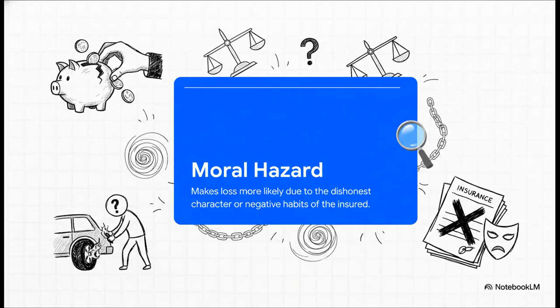But here's where it gets interesting. Not all hazards are things you can touch. Next up, we have moral hazard. This one is all about a person's character, specifically their dishonesty. We're talking about conscious, intentional, bad behavior. Somebody lying on an insurance application, or someone who deliberately damages their own property to collect the insurance money. It's fraud. That's moral hazard.